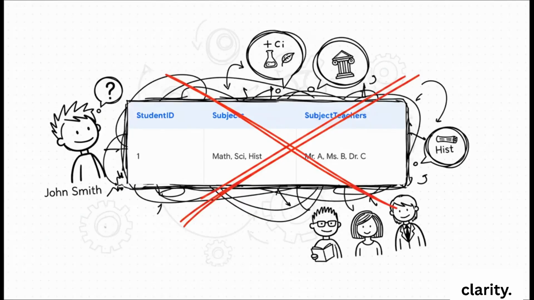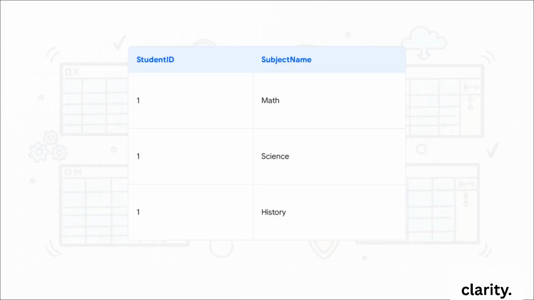Okay, look at this messy table. We've got one student, John Smith, but he has 3 different subjects and 3 different teachers all crammed into his one single row. This is a classic repeating group, and it's basically impossible to work with efficiently. So, to fix this, we split the data. The student's main info stays in a student table, and all those repeating subjects, they get moved to their very own table. Now, each cell holds exactly one piece of information.